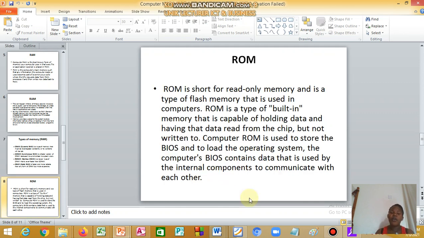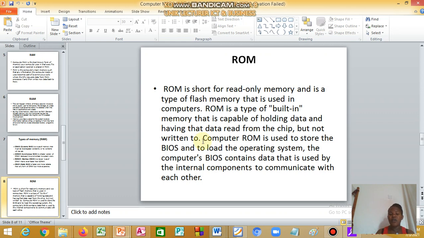ROM, the short form for read-only memory, is the type of flash memory that is used in computers. ROM is a type of built-in memory that is capable of holding data and having the data read from the chip, but not written to. You cannot write on it, you can only read from it.